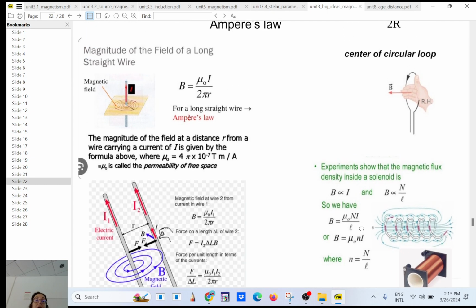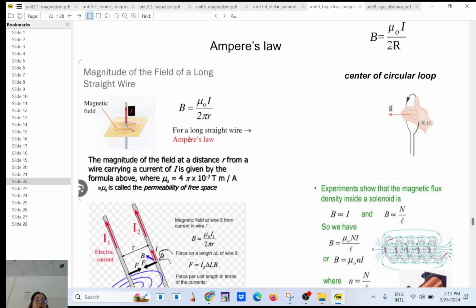No, there is no R here. When it's just a single loop, yes, it does. You see, you have an R here. So that means if you take a smaller loop, B will be larger.